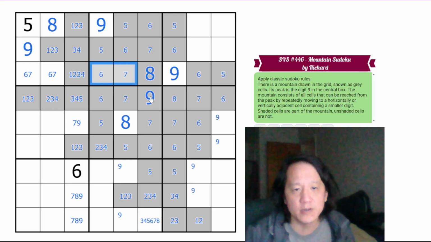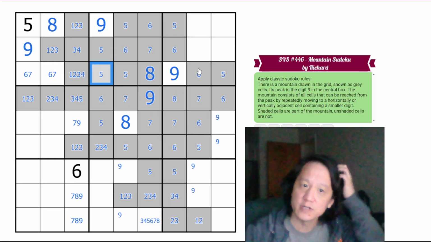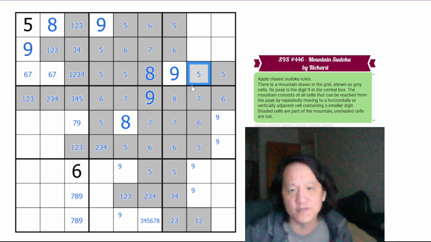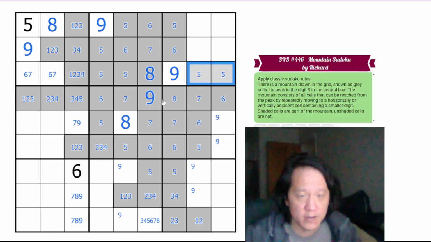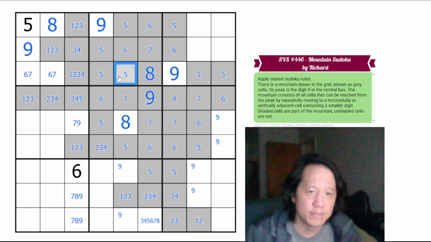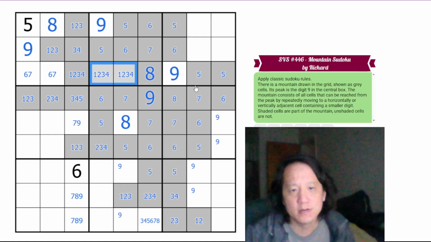So it can be 9, 8, 5. And then this could be 9, 7, 6, also 5 as a possibility. This can't be 6. This could be 5 at best, but this could be 9, 8, 7, 6, 5 that way. This has to be 1 through 5 here.